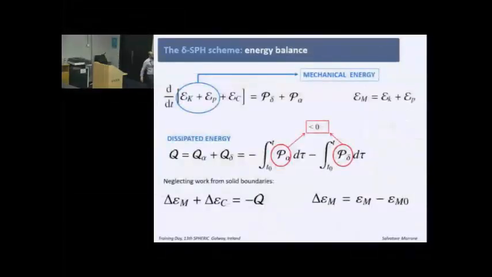And these two terms are always zero. This has been proven analytically, this has been proven empirically, but these are always zero, and they are always dissipation of energy.